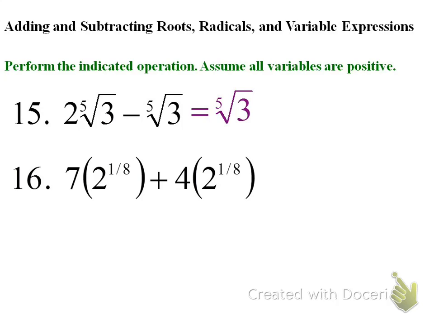Where did the 2 go? It's kind of like saying 2x minus x, but we're just calling x the 5th root of 3. I mean, they're not x's, but like I said, it's kind of like terms. You can only add them if they're the same. So on the next one, you can see inside the parentheses, it's both 2 to the 1/8. So you could actually just add those and make it 11 times 2 to the 1/8.